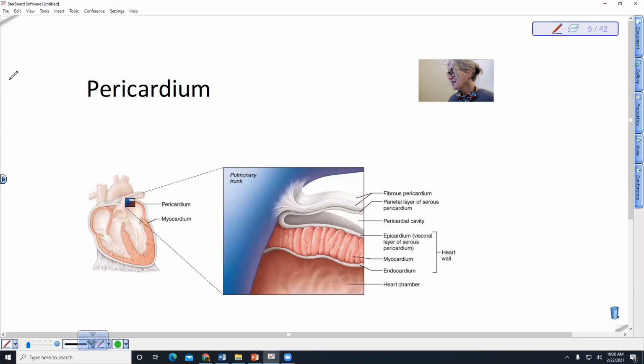Okay, so the pericardium, if you think about that word, pericardium, that means around the heart. And so our organs do not just sit kind of free floating in our body cavities, but they are surrounded by membranes, and they're actually also anchored. And so when we look at the pericardium, it is actually a double-walled sac that surrounds the heart.